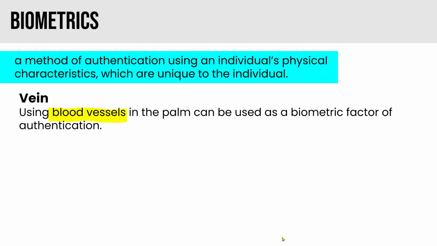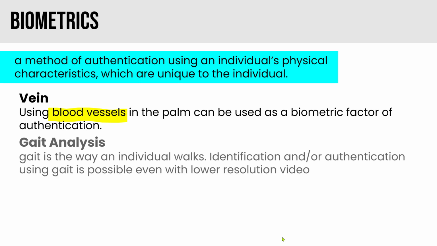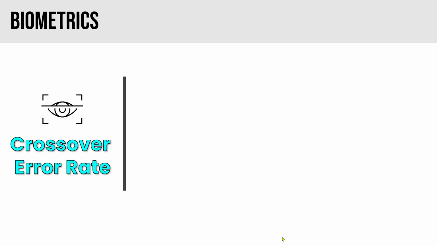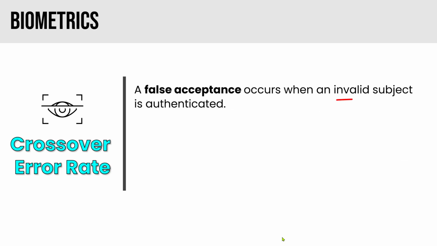You can look at veins, so using blood vessels in the palm can be used as a biometric factor of authentication. And then there's gait analysis, so that's G-A-I-T. Gait is the way an individual walks, and identification or authentication using gait is possible sometimes even with lower video resolution.